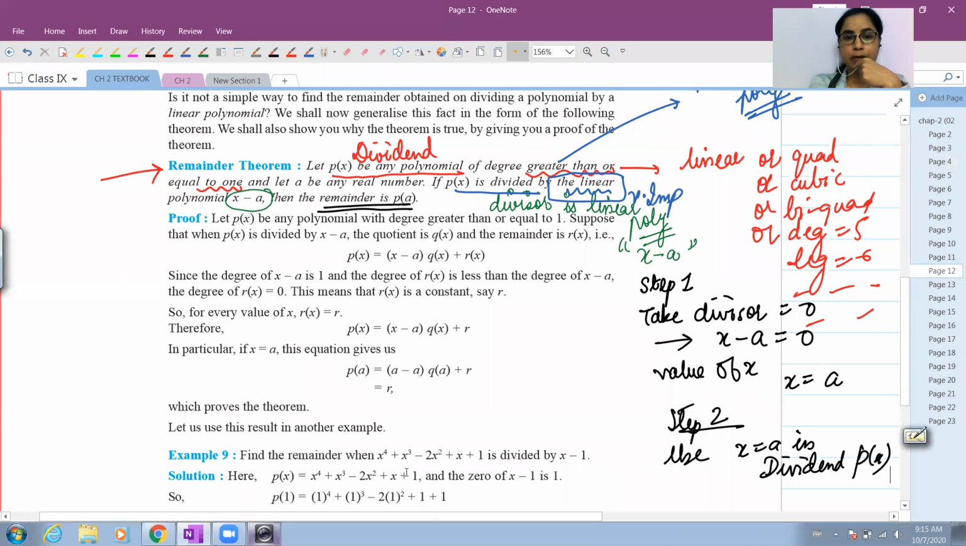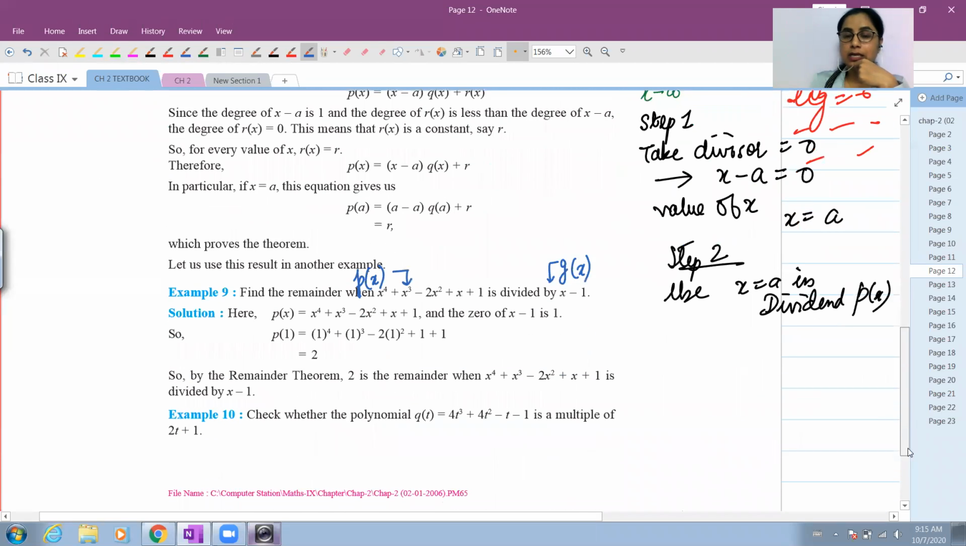Now there is an example given below right here to apply this theorem. There is a polynomial which is divided by x minus 1 and you need to find out the remainder. So the simplest thing that you will do, without doing actual division, is first of all represent your dividend by p(x), your divisor by g(x), and then you will follow the steps as indicated above.